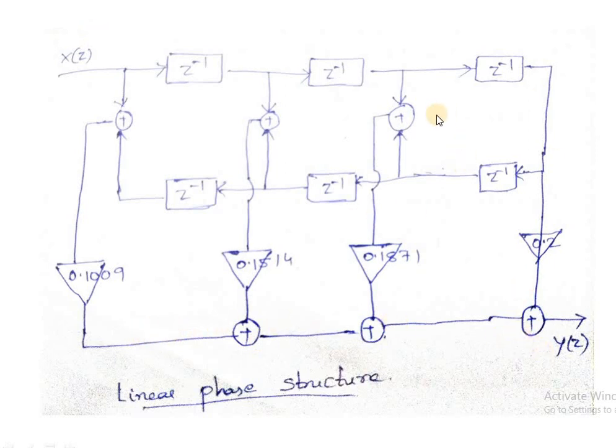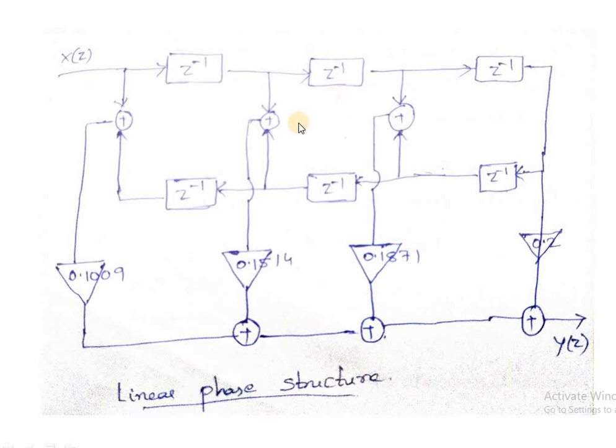That is why this is called a linear phase structure of realizing an FIR filter. This is how you can realize your FIR filters whenever they are symmetric in nature, and you can utilize this linear phase structure so that it can be drawn compactly.